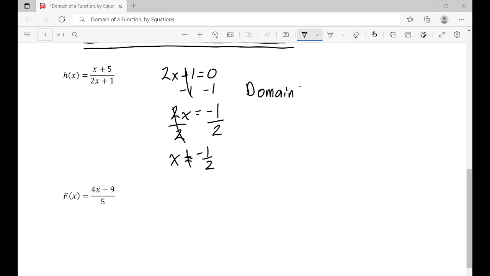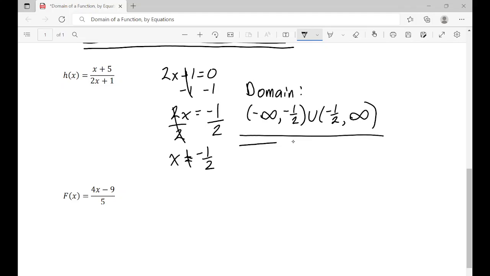So when I write in my domain, I can say it runs from negative infinity all the way up to my first excluded value, which is negative a half. Then I'm going to union it and pick up from the other side of negative 1/2 and keep on going to the right forever, which will give me positive infinity. So the domain of this function runs from negative infinity to negative 1/2, union negative 1/2 to infinity, because I excluded this value from the denominator.